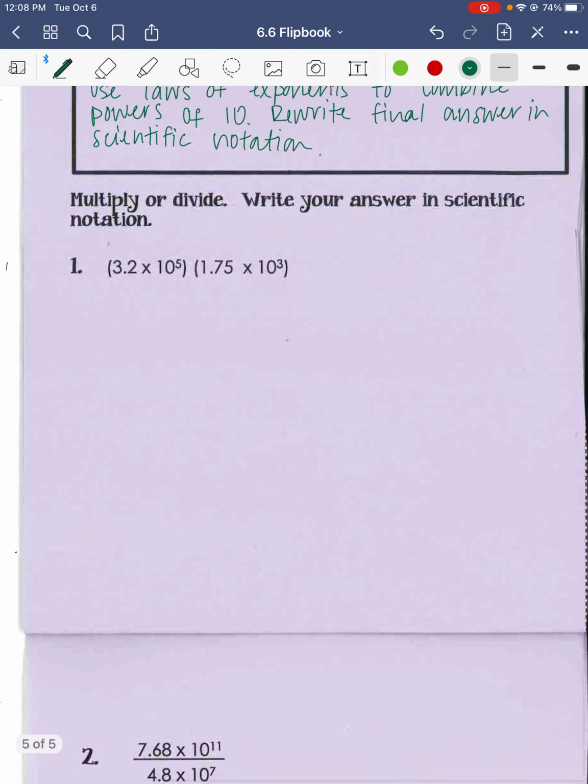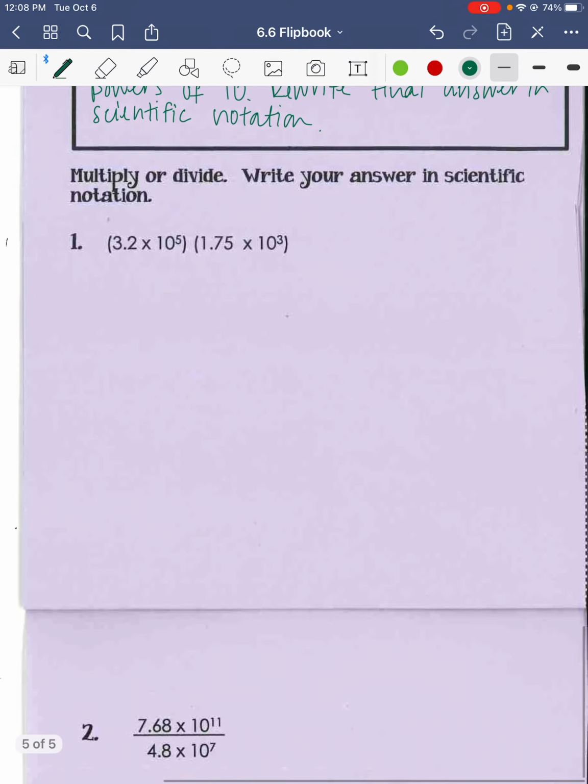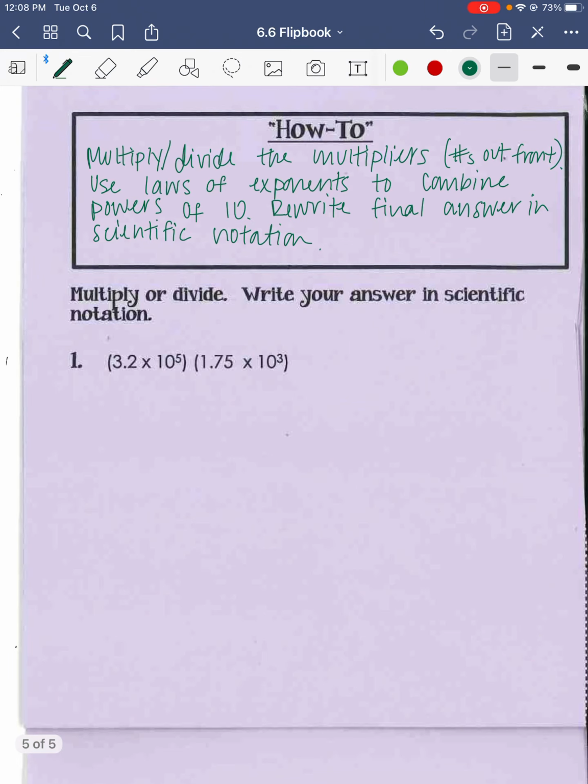For multiplying and dividing, I'll do hopefully an example really fast. For this, you're going to multiply and divide the multipliers, which are the numbers out front. Okay, and then use your laws of exponents to combine the powers of 10.